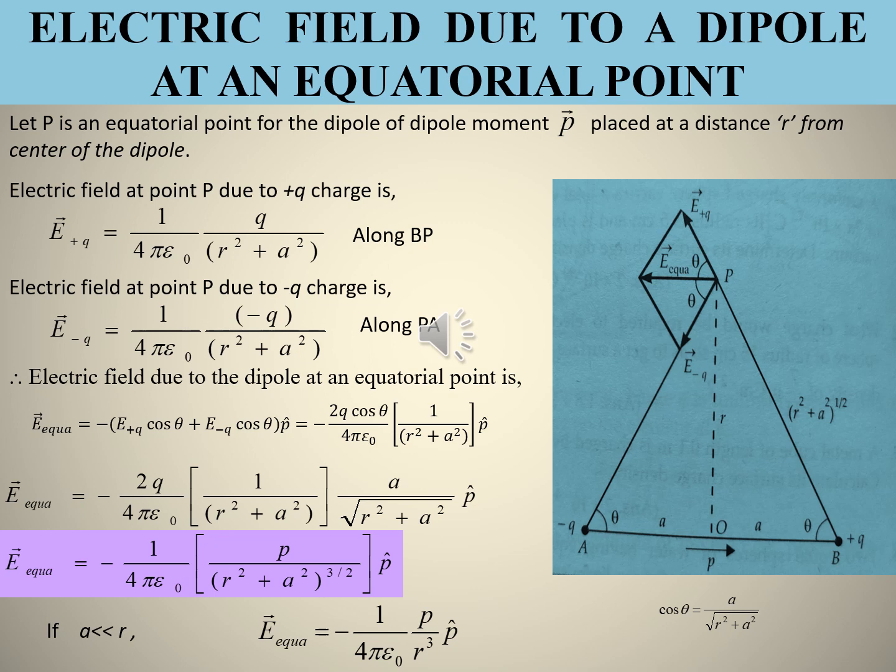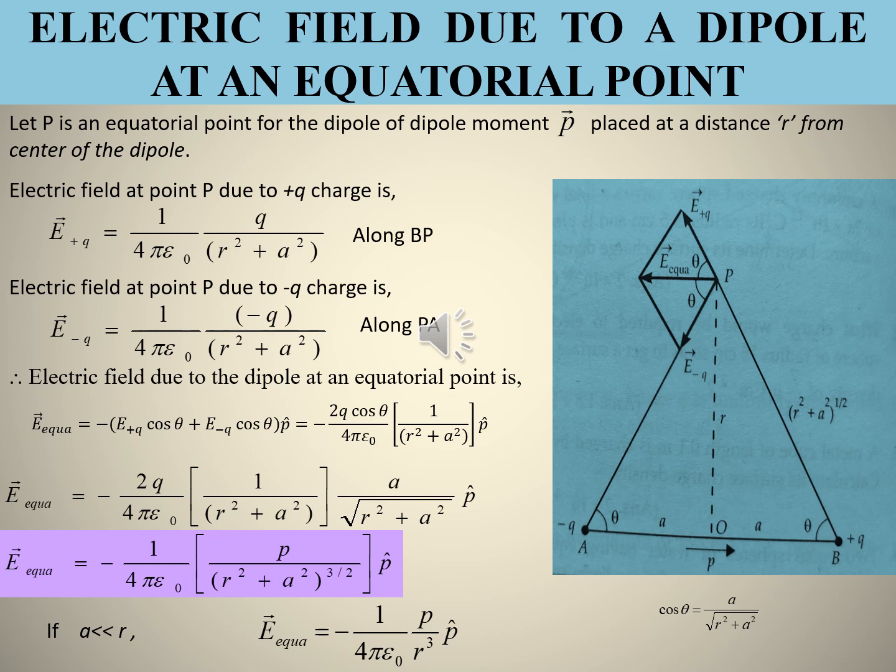One special case is here that if the dimension of the dipole is very small, that means if small a is very less compared to the value of small r, then we can approximately write the expression for electric field as minus 1 by 4 pi epsilon naught P by r cube into P cap. This is because if a is very small compared to r, then a square may be neglected because it is coming as one additive term. So after neglecting, we get the final expression for E equatorial as minus 1 by 4 pi epsilon naught P by r cube into P cap.